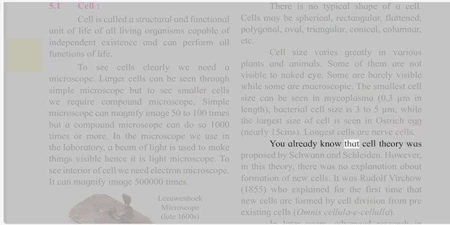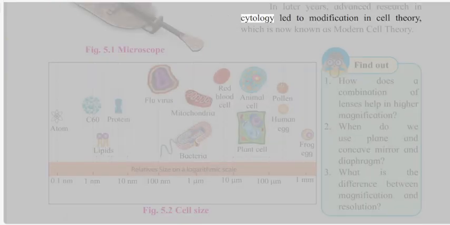You already know that cell theory was proposed by Schwann and Schleiden. However, in this theory, there was no explanation about formation of new cells. It was Rudolf Virchow, 1855, who explained for the first time that new cells are formed by cell division from pre-existing cells, omnis cellula e cellula. In later years, advanced research in cytology led to modification in cell theory, which is now known as modern cell theory.